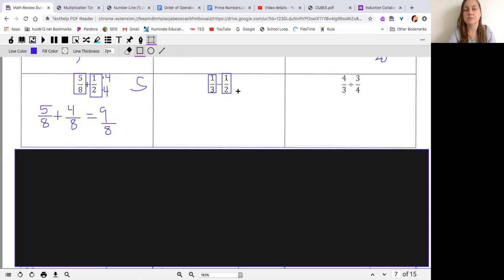1/3 minus 1/2. The minus sign makes it a difference. These numbers do not go into each other because they're both prime numbers. And since I know that, I am already going to times it by the opposite. Okay, got 2. Bottom, 3 on this side.